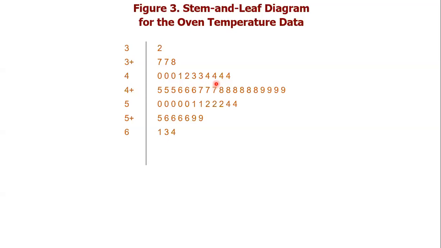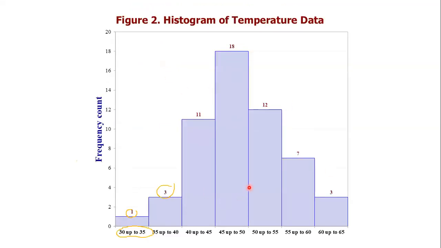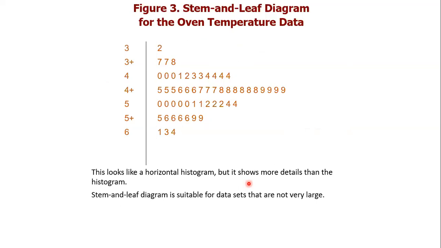When you look at this, you can quickly realize that it is very similar to the histogram, but it is a horizontal type of histogram. If you turn this into a vertical form, it will be very, very similar to this plot. It looks like a horizontal histogram, but as I said, it shows more details than the histogram.